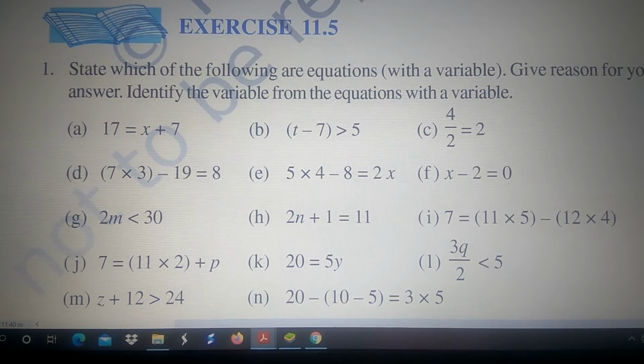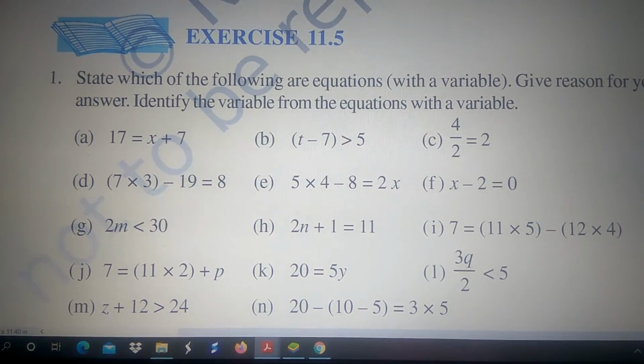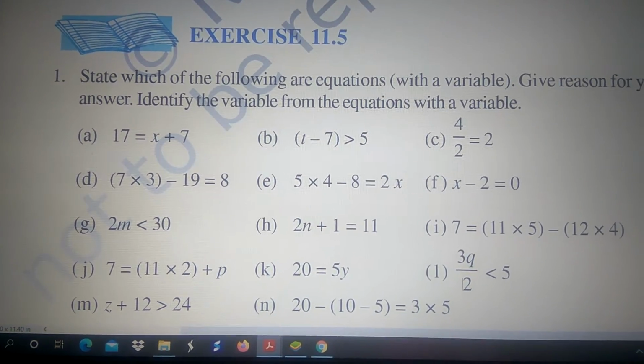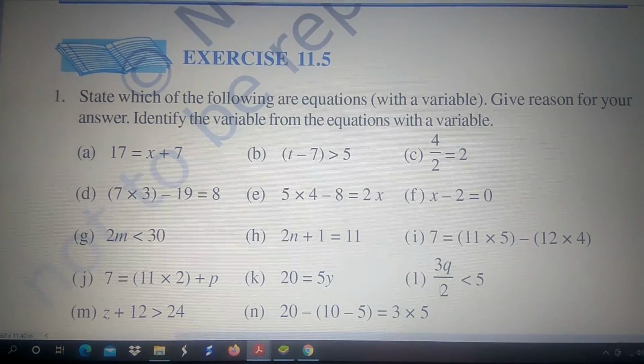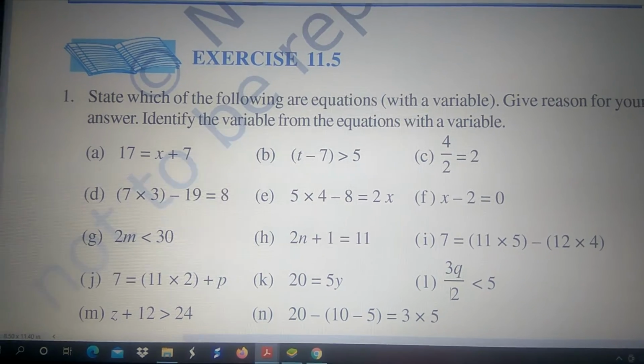This is the last point of this chapter. So let's start exercise 11.5, question number 1. State which of the following are the equations with variables. Give reasons for your answers. Identify the variable from the equation with variables.